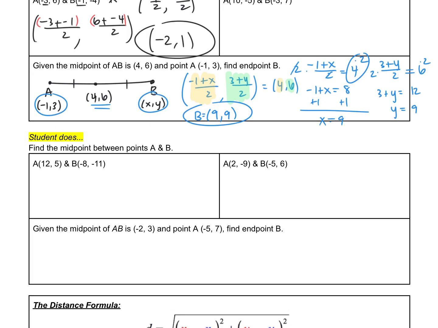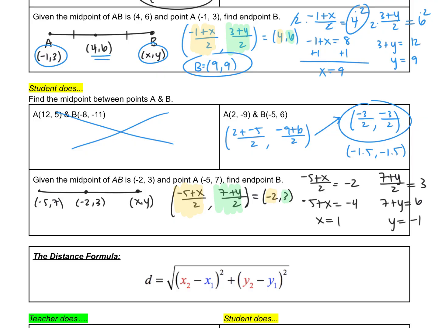Okay. For your examples, I don't want you to do this one, just because it's repetitive. I want you to do those next two, please. So with the person next to you, find the midpoint, and then similar to what we did, you're given the midpoint, find the endpoint. Okay, this is what I got. Do you all agree for the first one, -3/2 and -3/2? Can anybody? Yes?